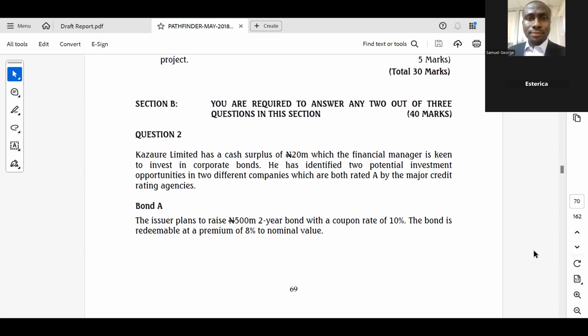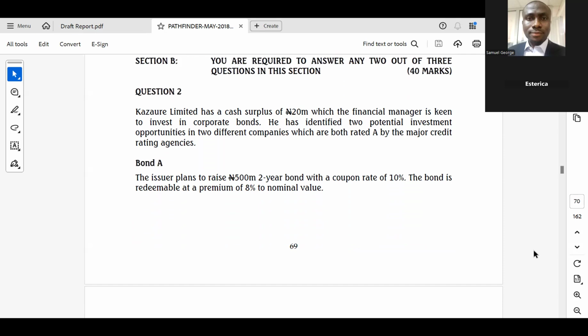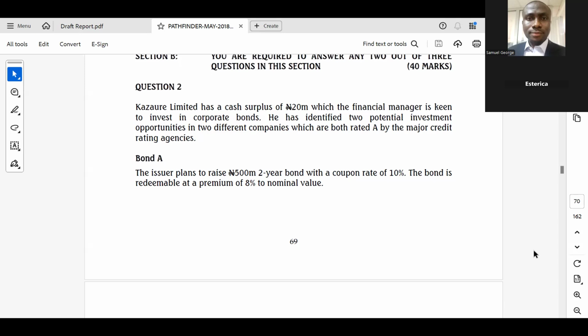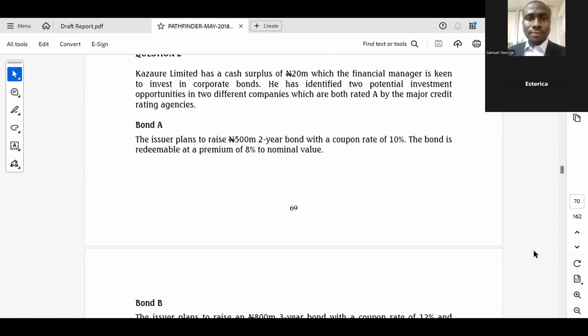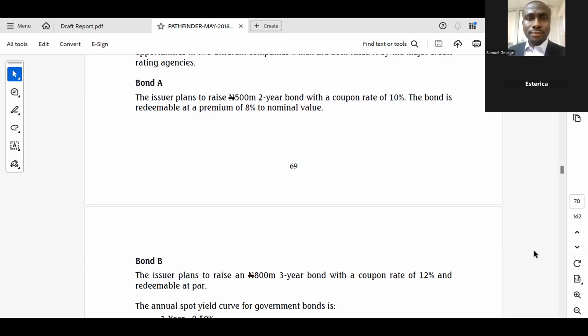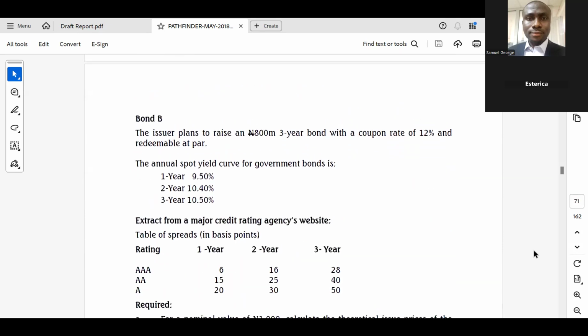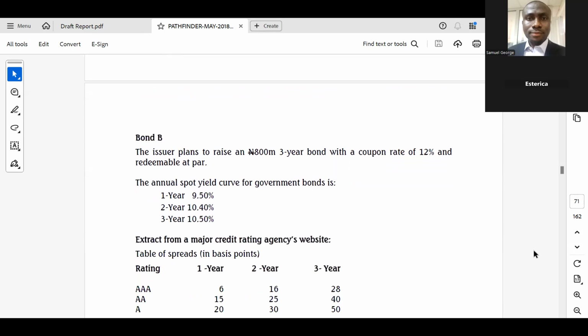Bond A. The issuer plans to raise a 500 million naira 2-year bond with a coupon rate of 10%. The bond is redeemable at a premium of 8% to nominal value. That's Bond A. Bond B, the issuer plans to raise an 800 million 3-year bond with a coupon rate of 12% and redeemable at par.